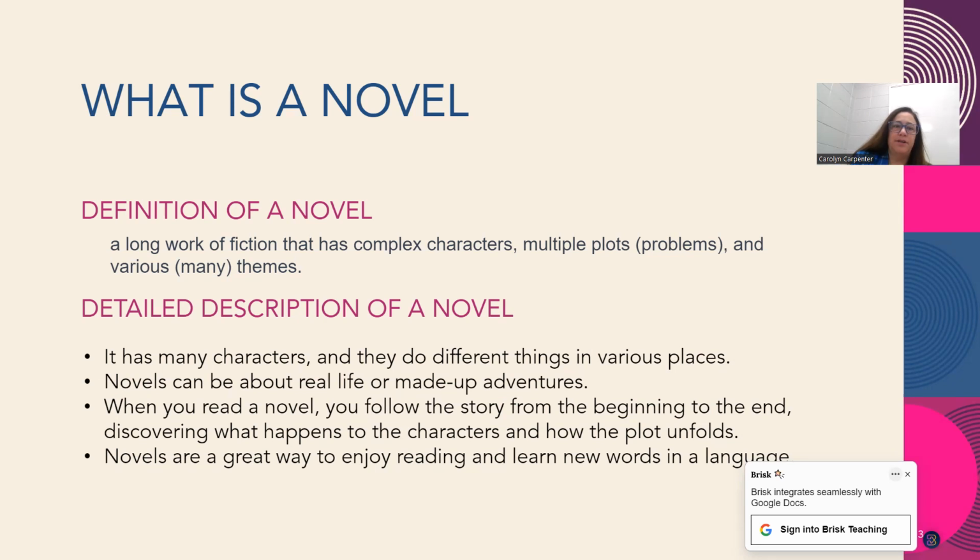The detailed description of a novel is that it has many characters and they do different things in various places. Novels can be about real life or they can be made-up adventures. When you read a novel, you follow the story from the beginning to the end, discovering what happens to the characters and how the plot unfolds as you read the story. Novels are a great way to enjoy reading and to learn new words in a language.